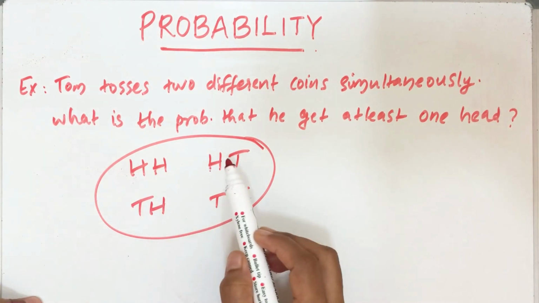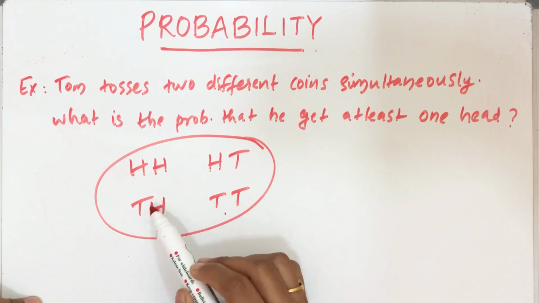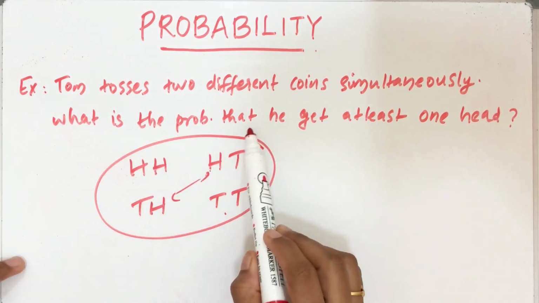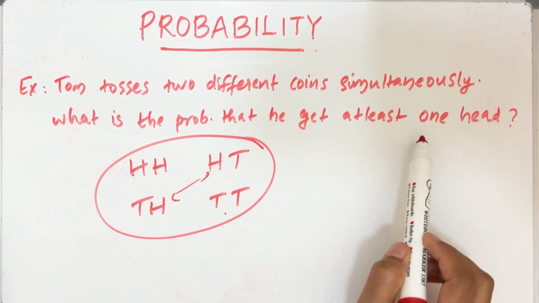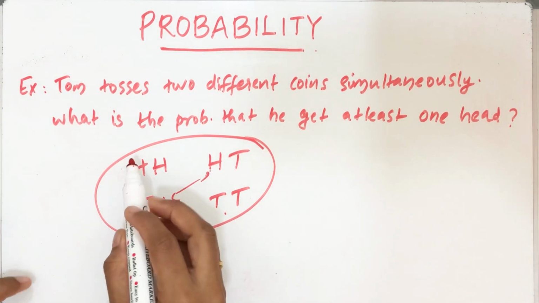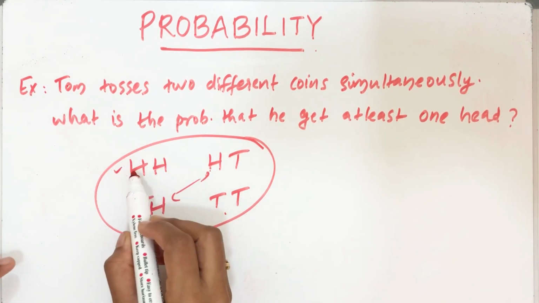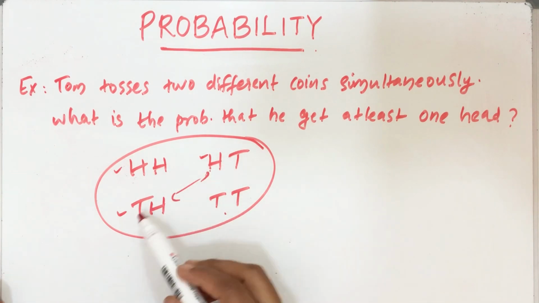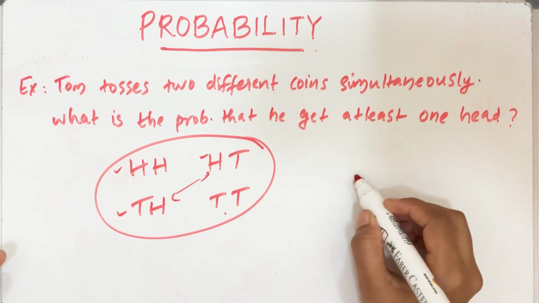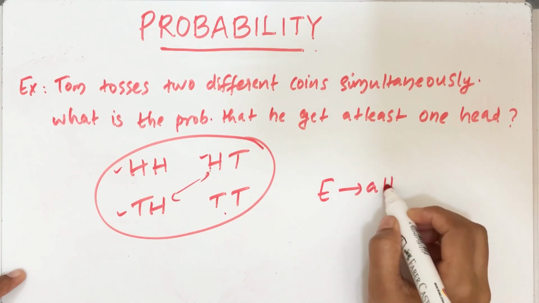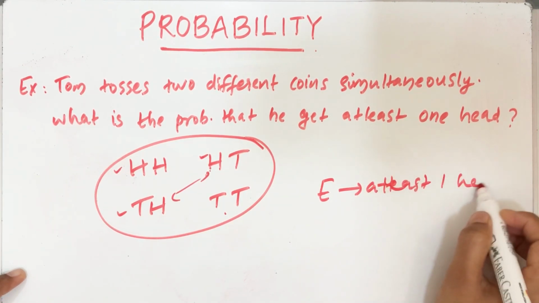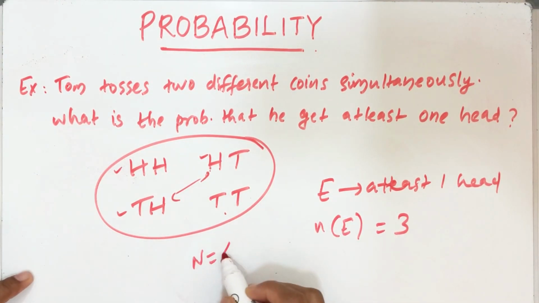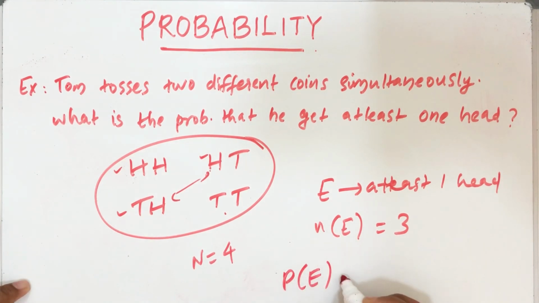Two coins show head, and two coins show tail. One shows head and the other shows tail. Here the question is, what is the probability that he gets at least one head? That is, minimum one head. In the first case, he has two heads, at least one. Second case also, third case also, at least one head. So we can say there are three possible outcomes for the event. Let E be the event of getting at least one head. Then N of E we can say 3. Total number of outcomes is 4. So P of E we can say 3 by 4.